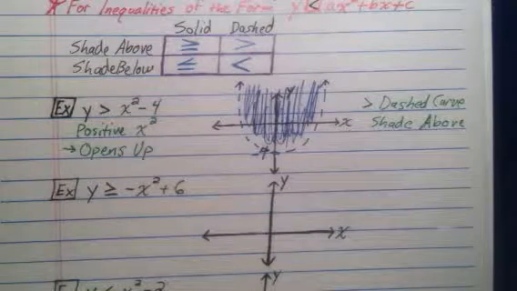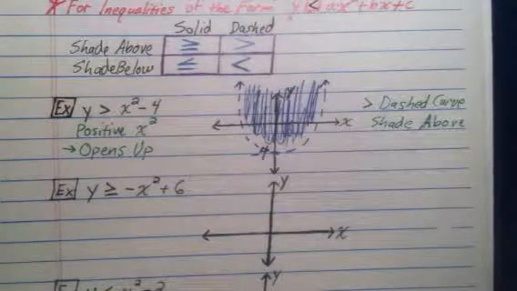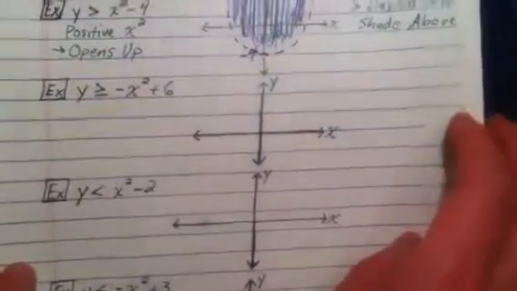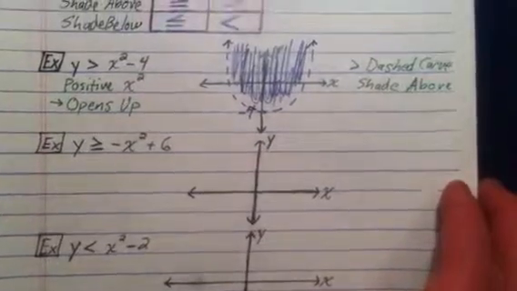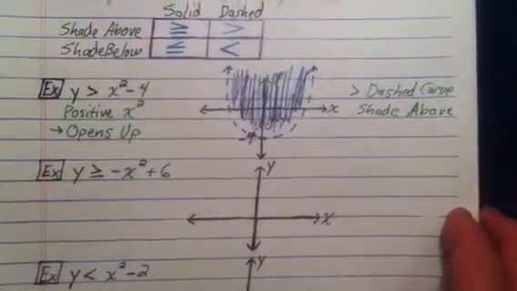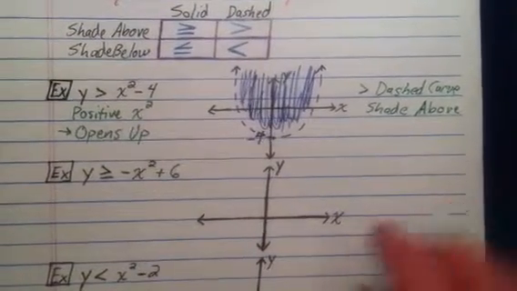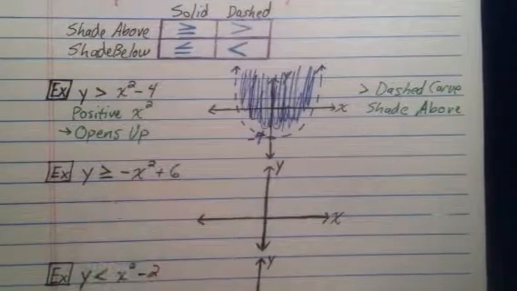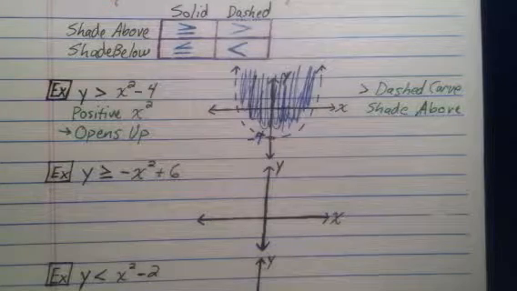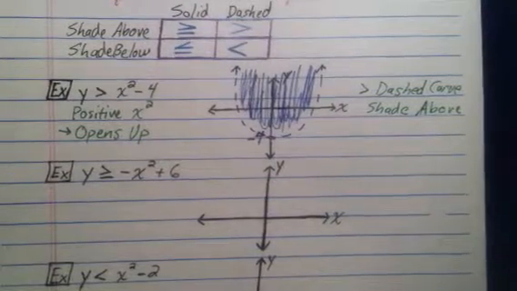Alright, so we're going to use that same approach for all of these examples. Looking at the next example, we have y is greater than or equal to negative x squared plus 6. This one has a negative x squared term, so because it's negative, we know this one's going to open down.